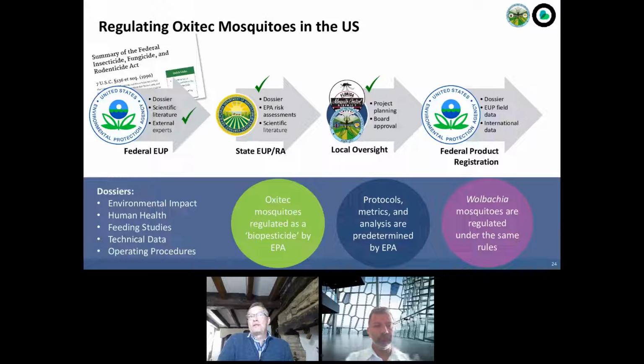Once the project's happened and the data's in, that data is, by definition, experimental use permit data, and that data contributes towards a final product registration at the federal level. So the EPA then gather that data and look at the data produced and decide if that is sufficient in terms of biosafety, performance, efficacy, if you like, to actually warrant granting a commercial approval. And there may be restrictions placed on that commercial approval, or it may be a national approval right the way across the US.